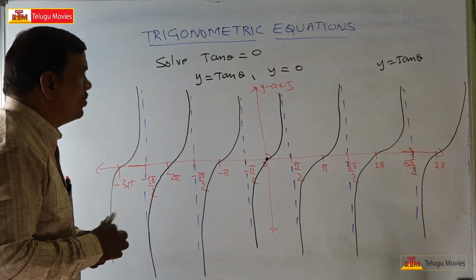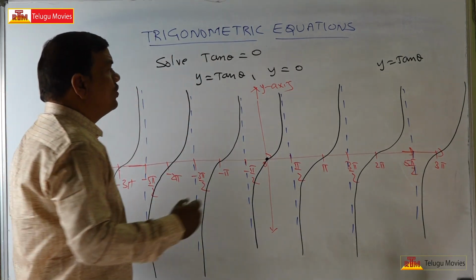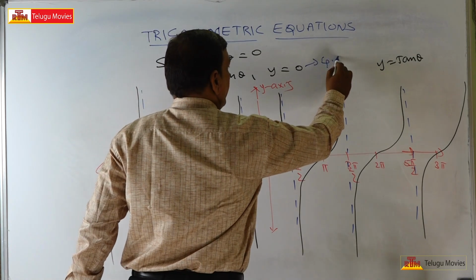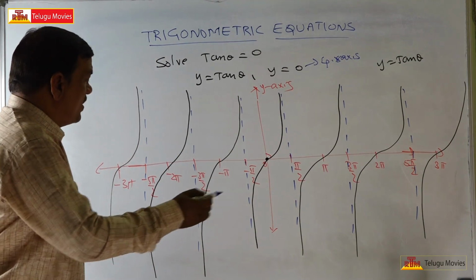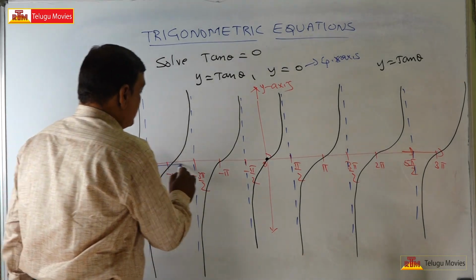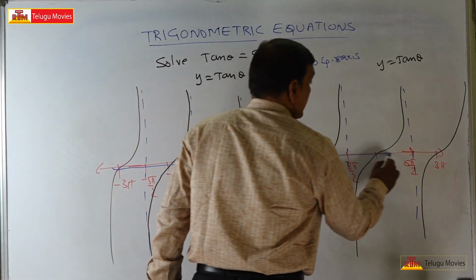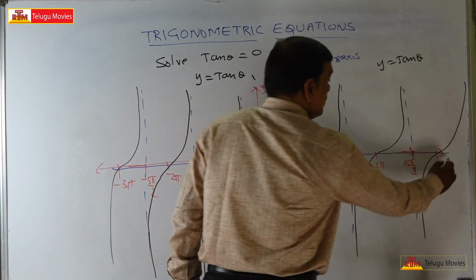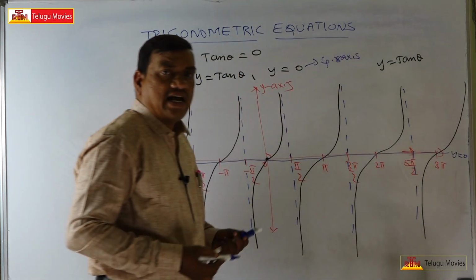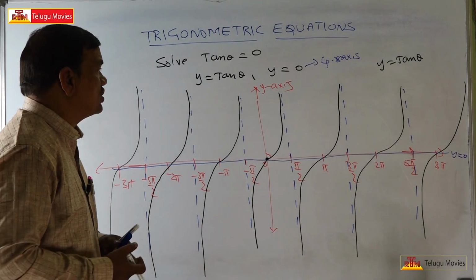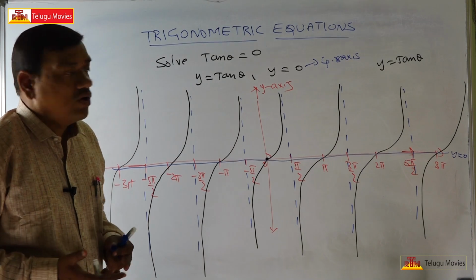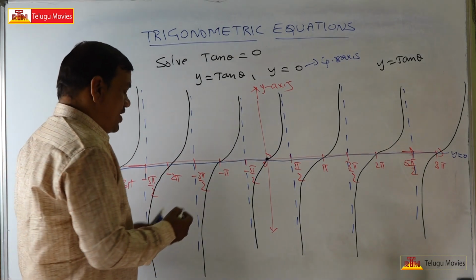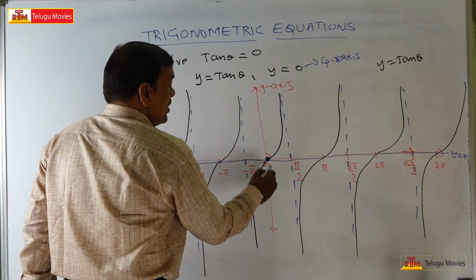Clear? Now coming to y is equal to 0. y equals 0 is the equation of the x-axis. Let us take this as the x-axis, so this is y equals 0. As I already told, the point of intersection of the y equals tan theta curve and the y equals 0 curve gives the solution. So this is the point of intersection.